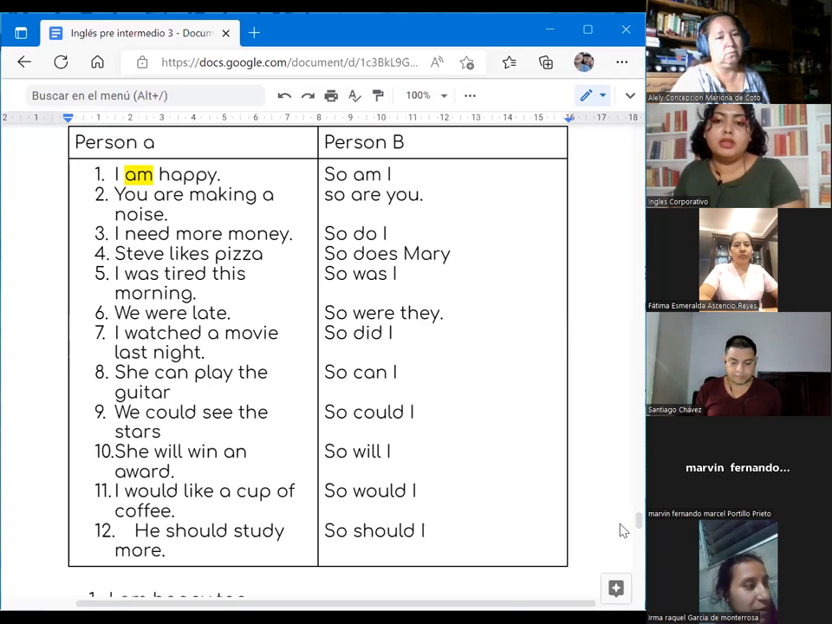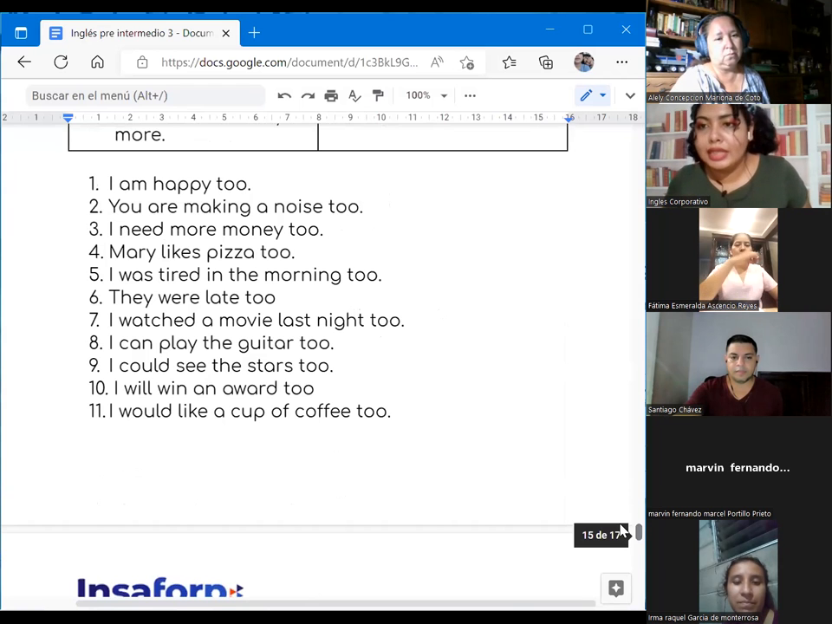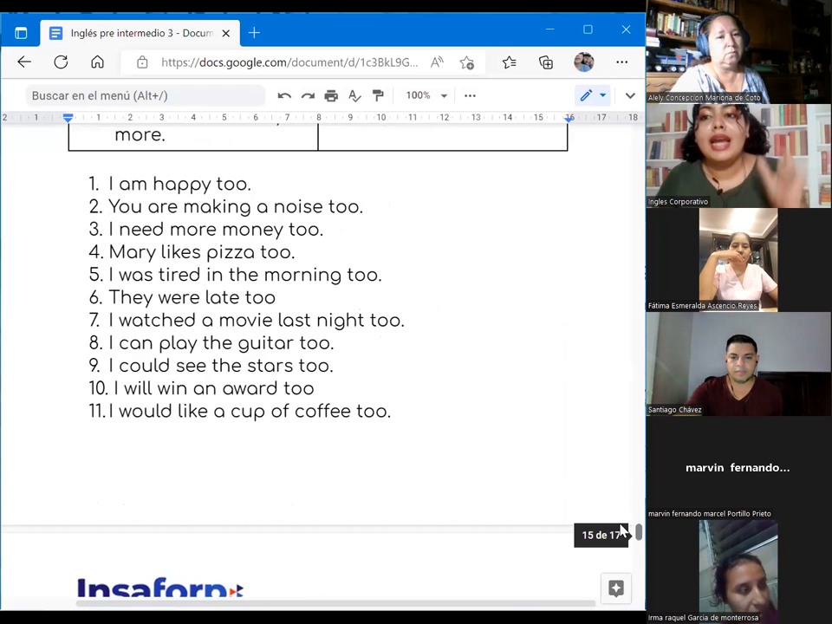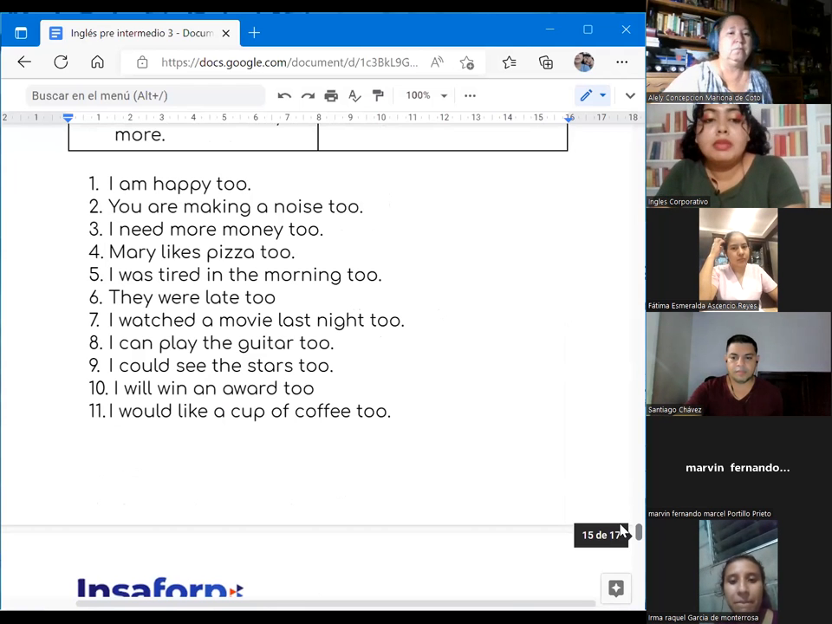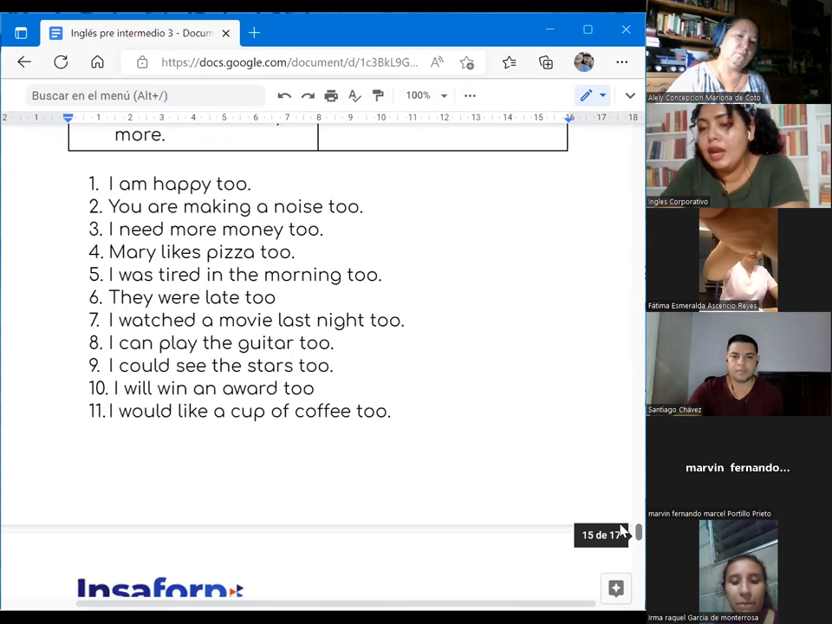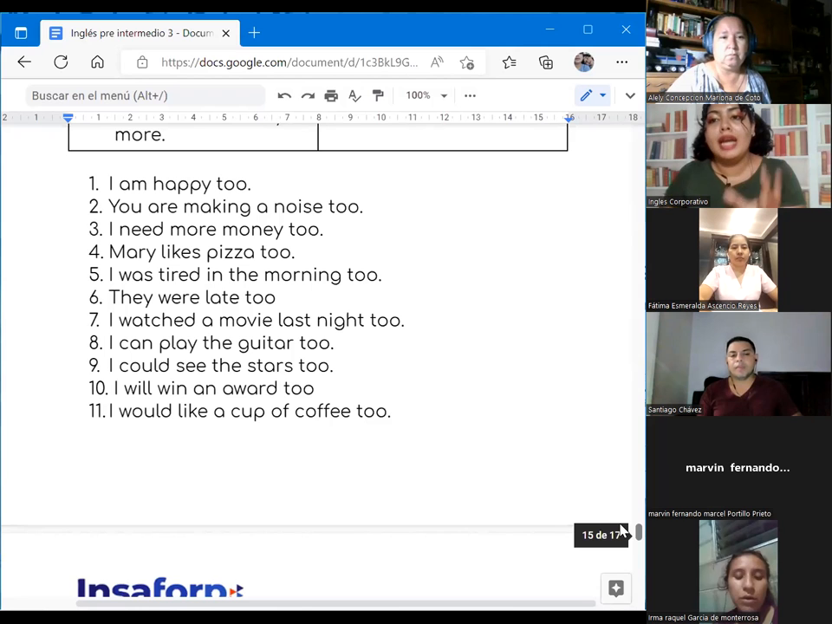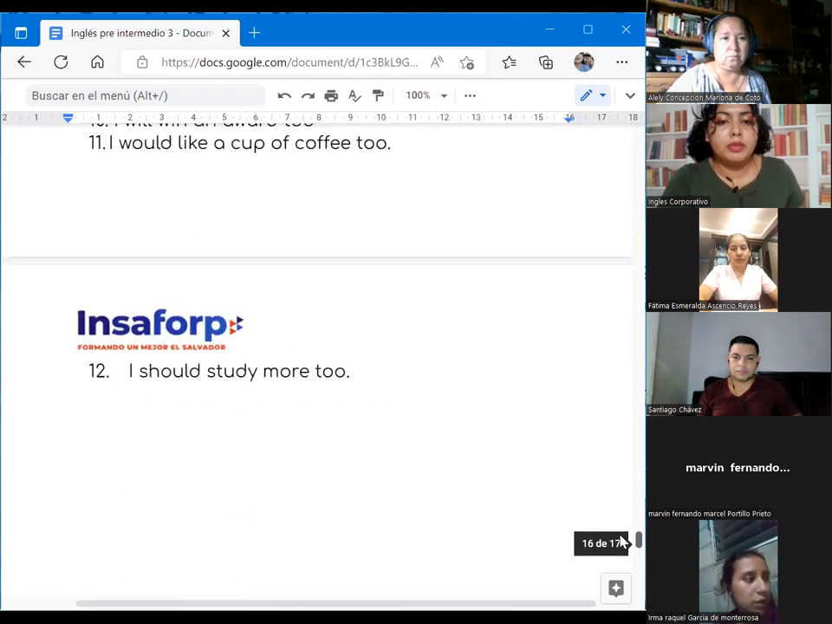But now we are going to see, because we have long sentences here, I mean, it is not like here. We have long sentences because we are going to make short answers with that structure. Vamos a hacer respuestas un poco más cortas, que no suene como que estamos repitiendo todo lo que dice el person A. Así que vamos a ver esta parte con a short answer. But the first thing is that we are going to have seven sentences in which we are going to answer with so.